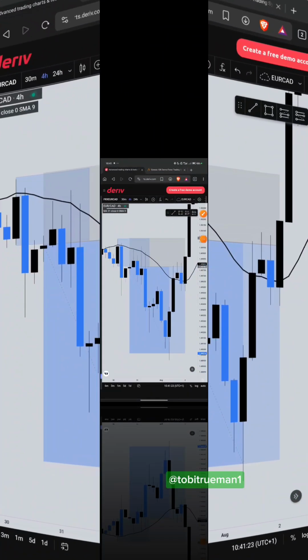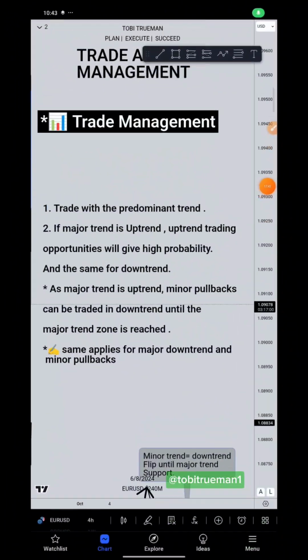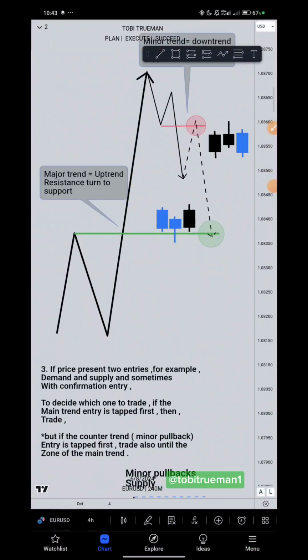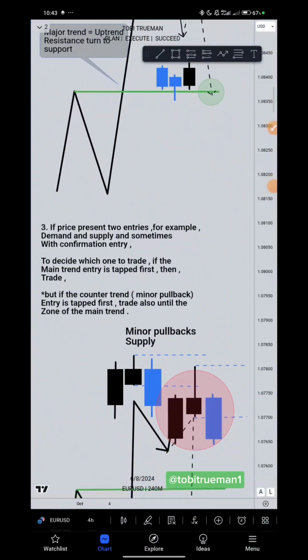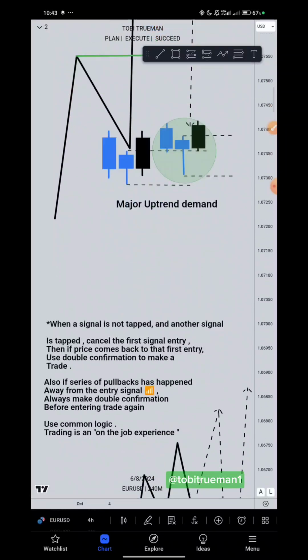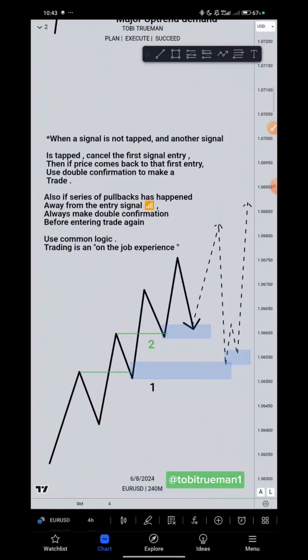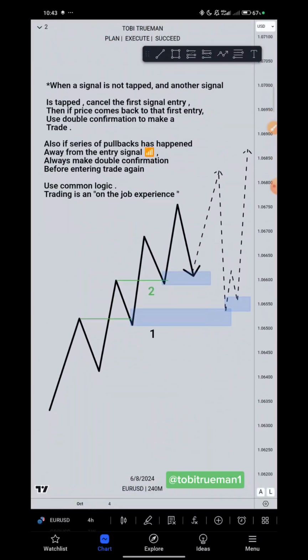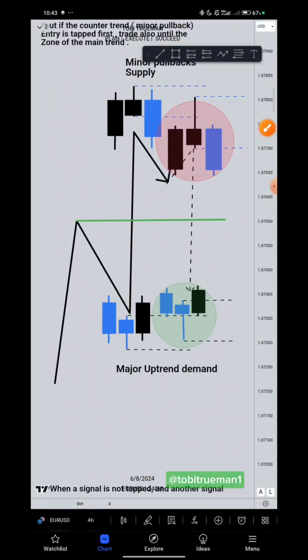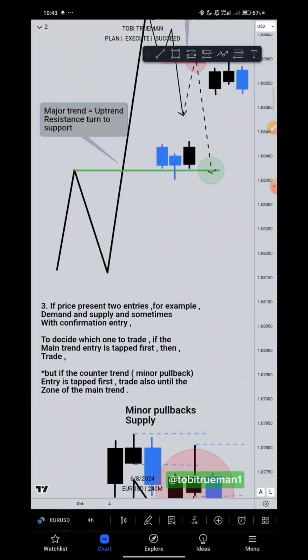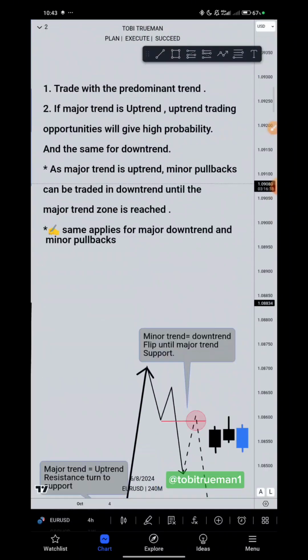All right, so that is all for the trade management and understanding how to trade it and use our common logic with double confirmation and a lot of those things. As I said, trading is an on-the-job experience. You're going to get more experience, and when you get used to it, your probability of being profitable will be very, very high.